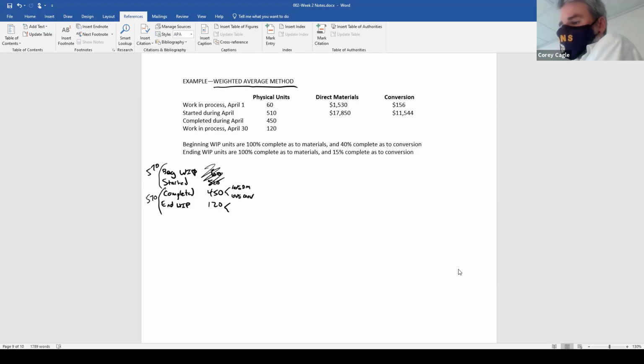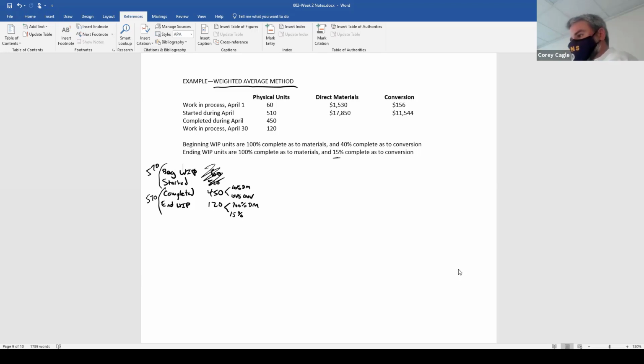So these ending work in process units, they're 100% on material. So all the material's been incurred. They're only 15% complete as far as conversion. So we've done 15% of the labor work that we need to do on that. Overhead kind of follows along with labor. That is step one. That's all you do, figure out where you're at. And that's really all. So that's easy.